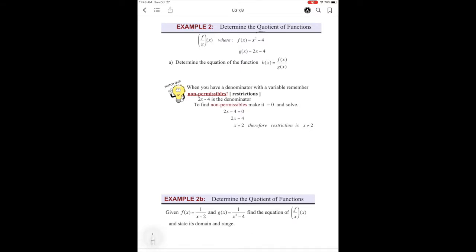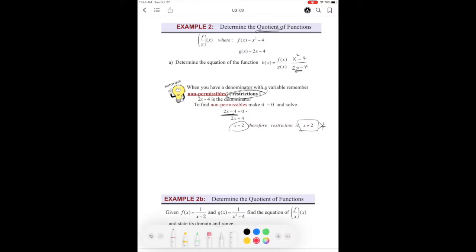Now, example 2, we're going to look at a quotient. A quotient is division, so we take the f function and divide it by the g function. Now, you've got to remember there are going to be restrictions here, right? So I always do the restrictions first. What you do is take the bottom, the denominator, make it equal 0, and then just solve. So there is our restriction. That's good to know right off the bat.